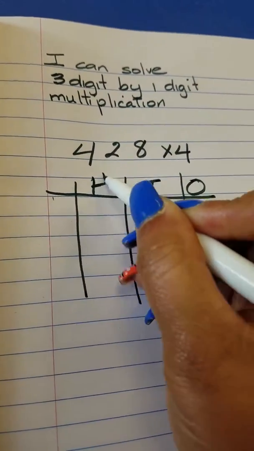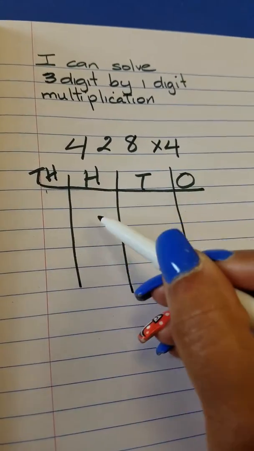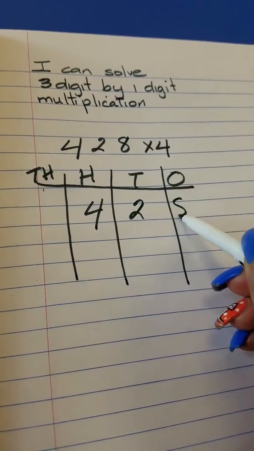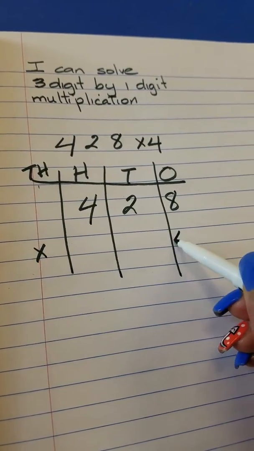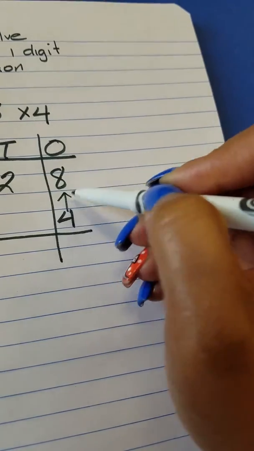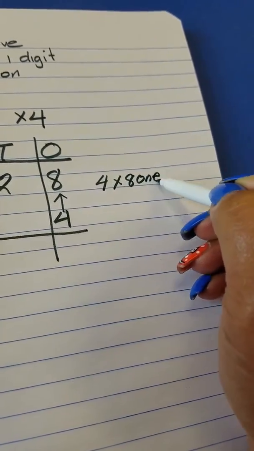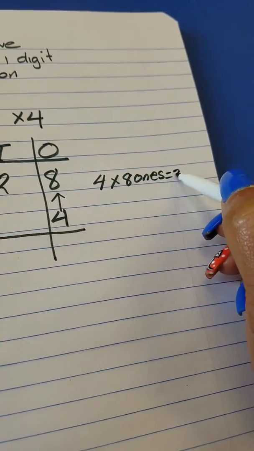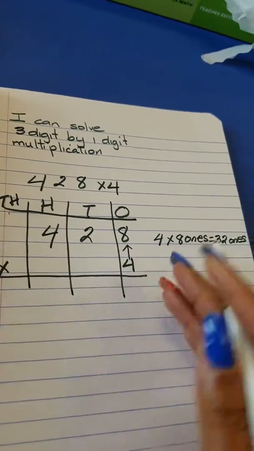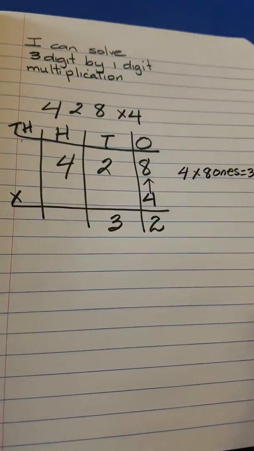Here we're just drawing a quick place value chart, which all scholars should be exposed to: ones, tens, hundreds, and thousands, because we might have to regroup or to bundle in another place value. What we do first is we'll multiply 4 times 8 ones. 4 times 8 ones will give you 32 ones. And 32 ones written would be 3 in the tens place and 2 in the ones place.